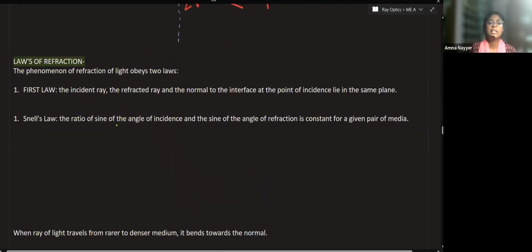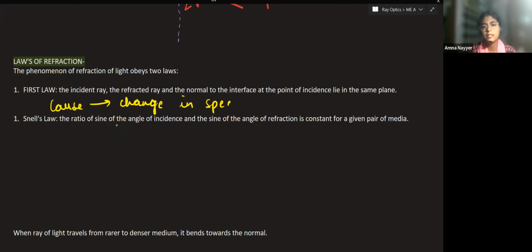See, the phenomenon of refraction of light obeys two laws. The first law is very simple: the incident ray, the refracted ray and the normal to the interface at the point of incidence lie in the same plane. Obviously, if it is an XY plane, every ray will be in the XY plane only. Basically, the cause of refraction is the change in speed of light.